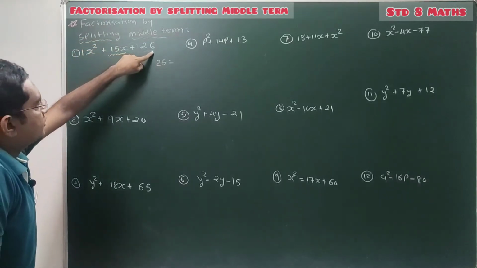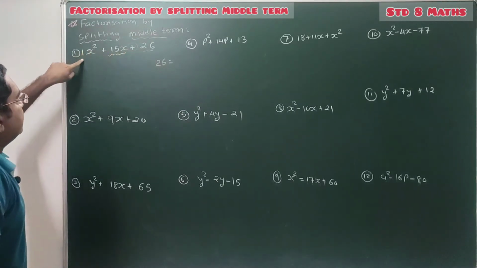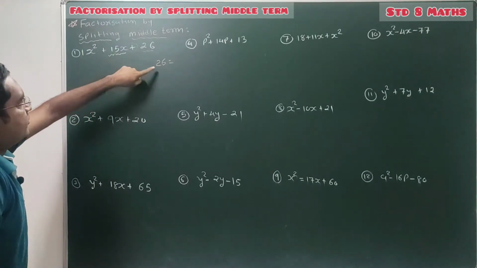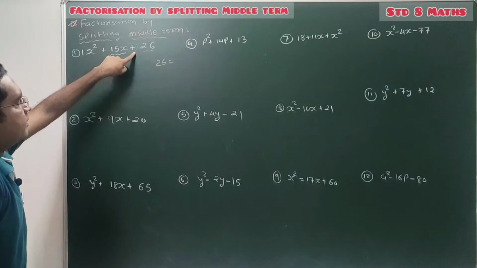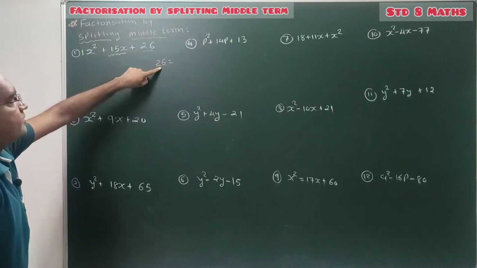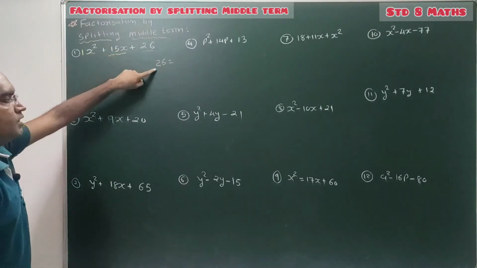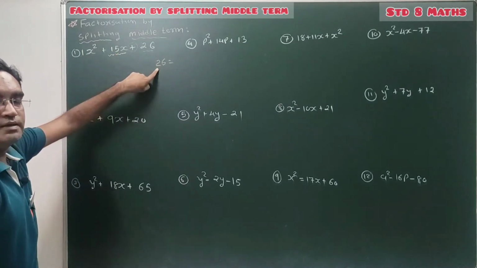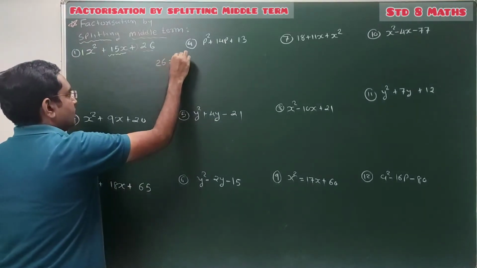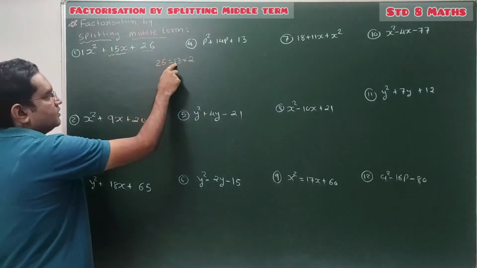So for the splitting of this middle term, what are we doing? We are multiplying this constant term with the coefficient of x square, which is nothing but 1. So 26 ones are 26. Therefore, you have considered 26. Then you have to think like this: factors of 26, now the sign of the last term is plus, whose addition is the coefficient of the middle term, which is 15. So tell me, which factors of 26 give addition 15? So here we can write 13 twos are 26, and the two factors of 26 are 13 and 2.